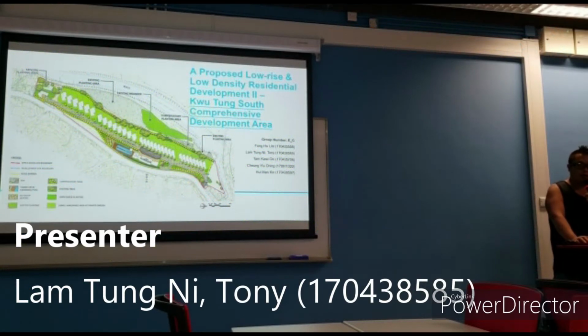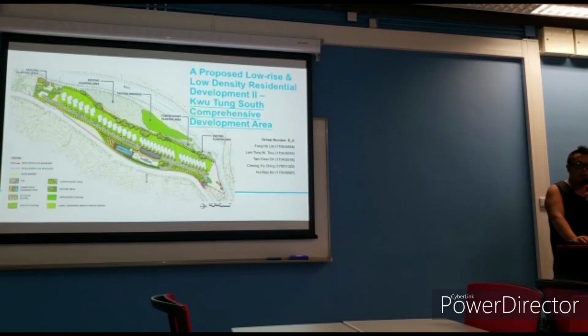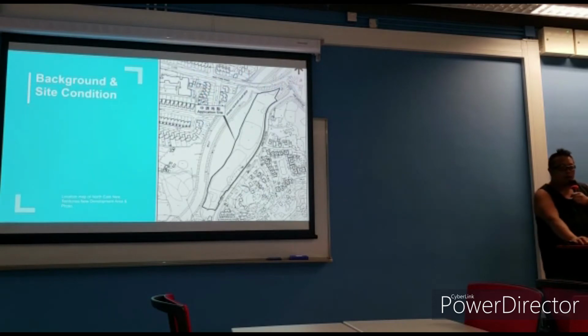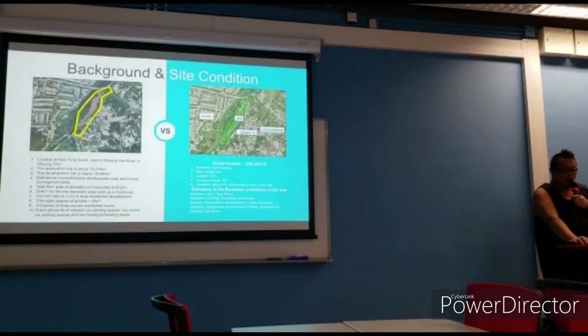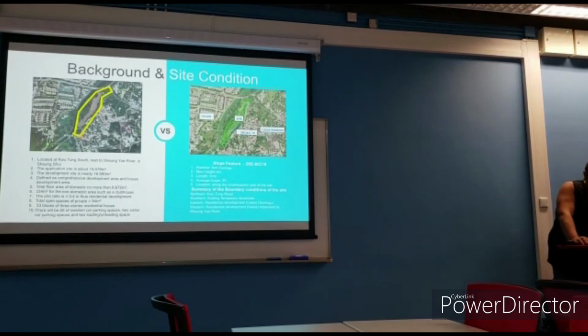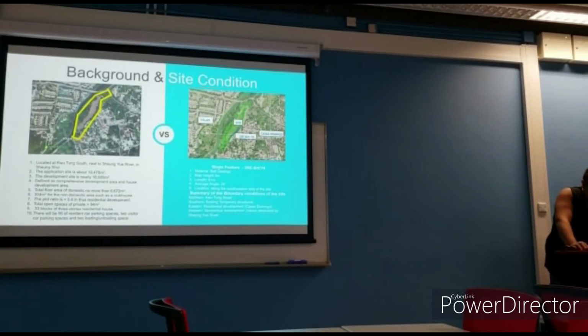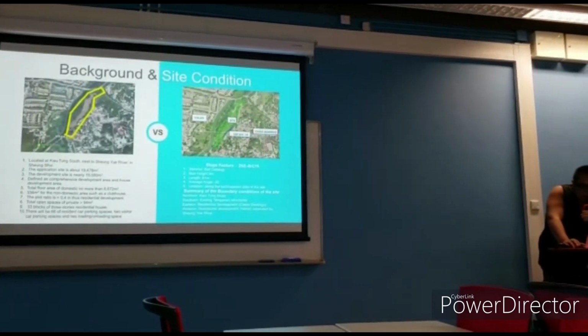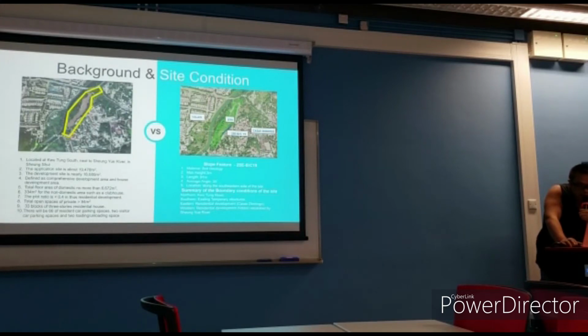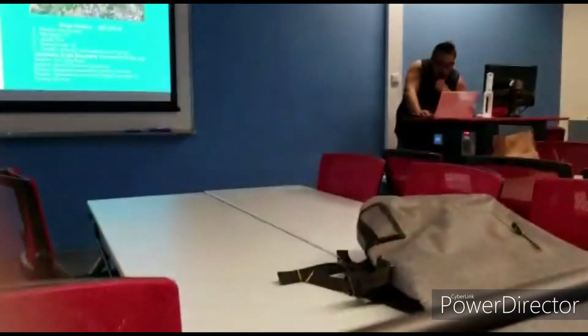In conclusion, our project would like to talk about a proposed sloping-site, low-density residential development at Kwu Tung South Comprehensive Development Area. I would like to talk about the background and site information. For the background, this project will be located at Kwu Tung South next to Yuen River in Shan Shui. The application site is around 20,000 square meters, and the development site is around 17,000 square meters. And it will be defined as a comprehensive development and house development area.